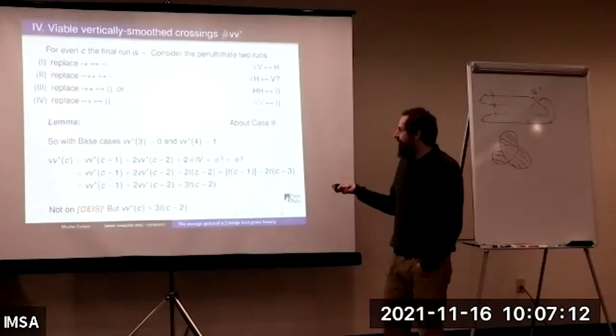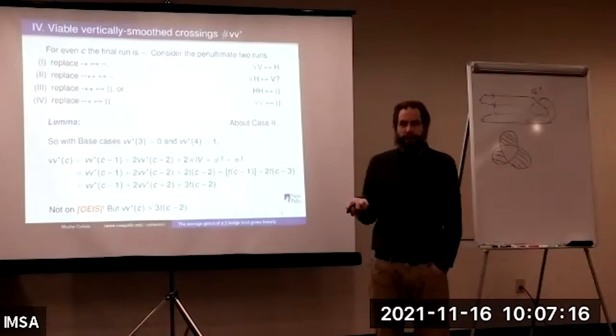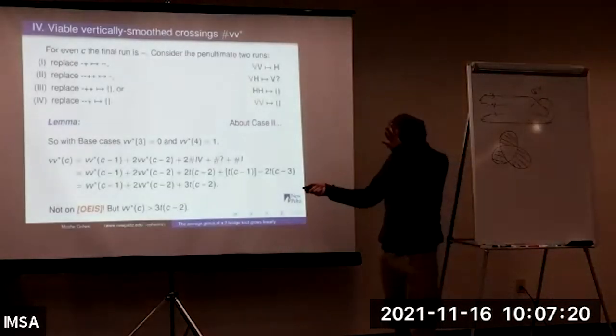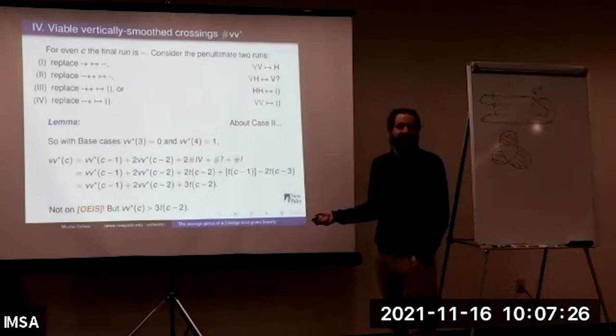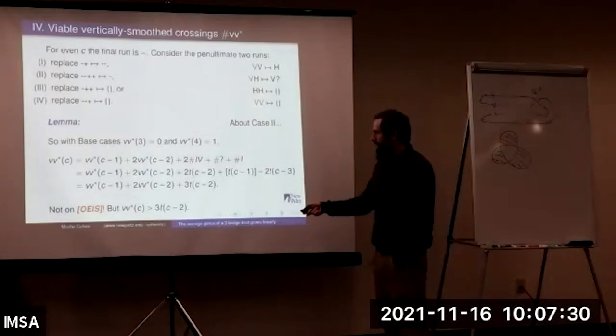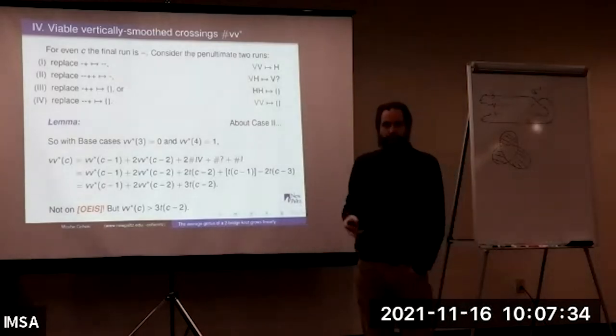So if you plug all that in, we get another recursive formula for VV star, the number of viable vertically smooth crossings on my abridged list. So I cheat and just say, hey, check this out. VB star is greater than 3T C minus 2. That's a really lame bound, really terrible bound, but it's one that I use just to find the existence of a linear bound for genus.